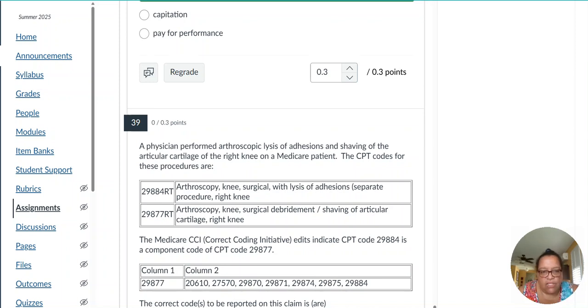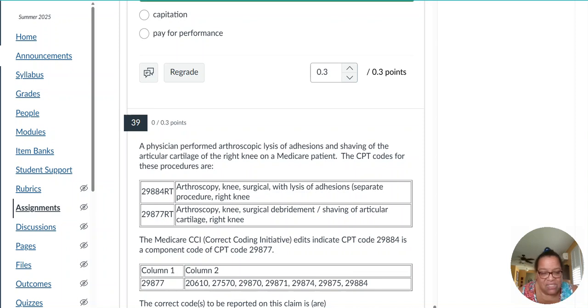Okay, so let's look at question number 39. As noted on the screen and in your course area, it says a physician performed an arthroscopic lysis of adhesions and shaving of the articular cartilage of the right knee on a Medicare patient. The CPT codes for these procedures are 29884, RT, which is defined as arthroscopic knee surgical with lysis of adhesions, separate procedure.